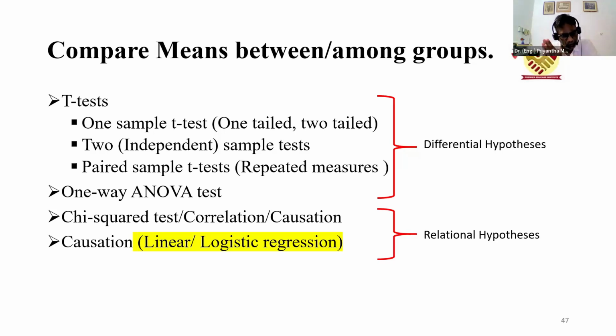If you have more than two groups, then it is one-way ANOVA. If you have the paired sample, meaning your knowledge before today's webinar and your knowledge after the webinar, the same people will be tested before and after. Then it comes under the paired sample.